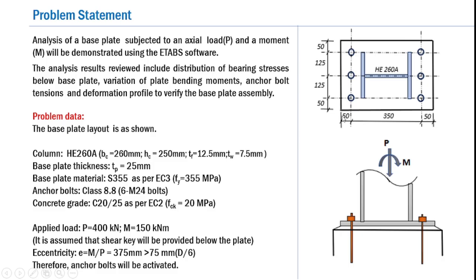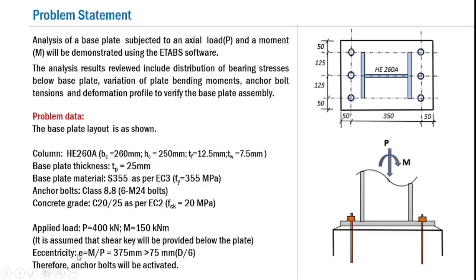As you can see, the base plate is of dimension 450 by 350 mm, and we have provided 3 bolts on each of the tension as well as the compression side, and the applied load P is taken as 400 kN and the applied moment M equal to 150 kN·m. The design shear V is not taken into consideration on the assumption that a shear key will be provided below the base plate to resist the applied shear.